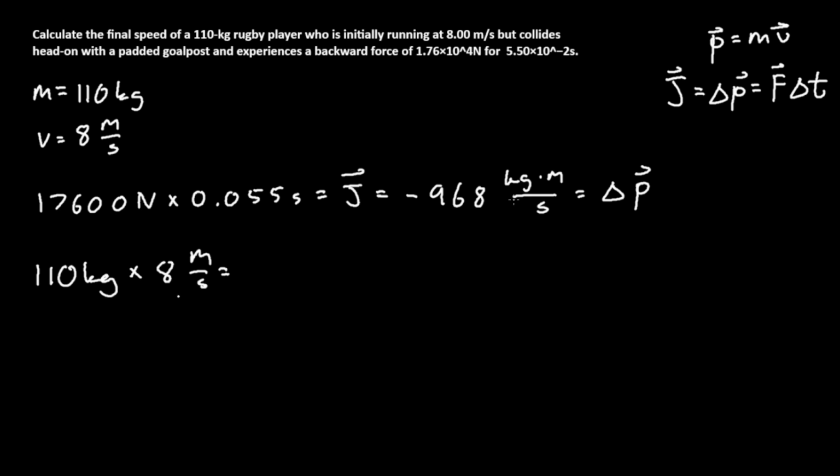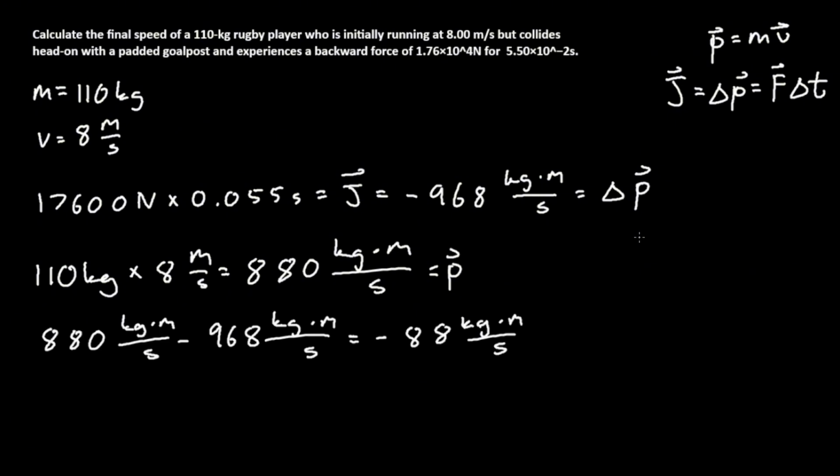And then once you multiply the mass of the rugby player times the velocity, you get 880 kilometers per second. So this is the momentum of the rugby player. And since the impulse is actually greater in magnitude than the momentum of the rugby player, you can expect the rugby player to be going backwards. So the new velocity you're going to get is going to be negative. So let's put these together. Let's add the momentum of the rugby player with the impulse of it. And negative 88 becomes our new momentum of the rugby player, but we want to calculate the final speed.